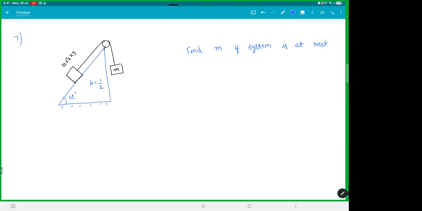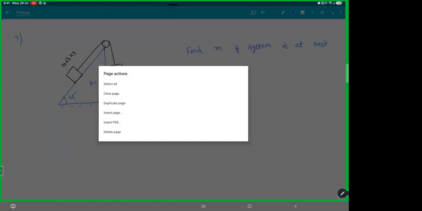No, that's not the only answer. How many answers are there? There are infinite answers. That's what I'm saying. You should know the nature of friction. Friction's job is not to apply the maximum. So let's calculate and check it out.